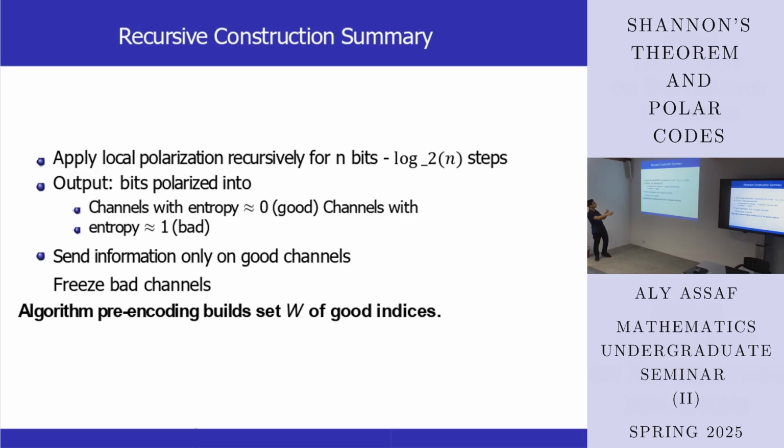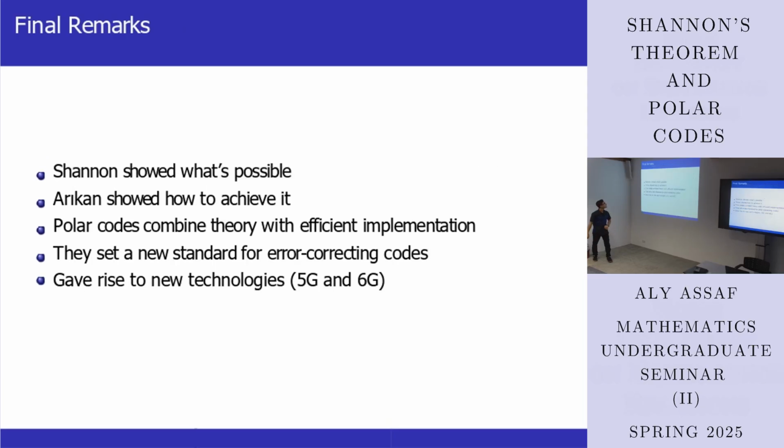So, quick summary: we apply local polarization recursively for every single bit. It has a fixed number of steps because we know that the size of the group halves each time until it reaches 1. And channels with low entropy, which means that they have a high probability, are going to be 0, which is going to be reversed.